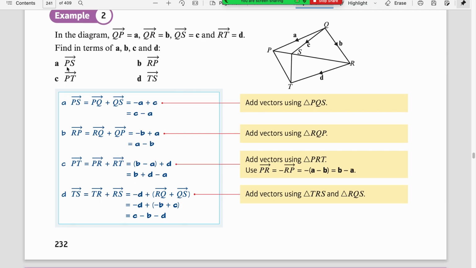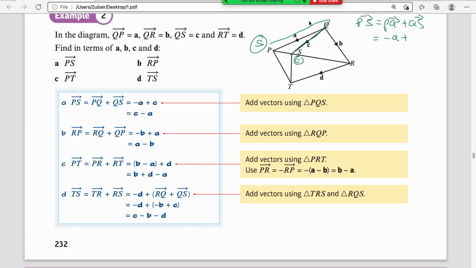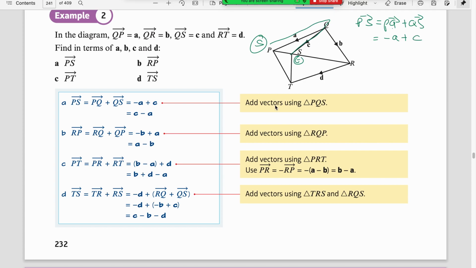In this question it says find PS. So we start from P and we end at S. This is P, my starting point, this is S, my ending point. When I start from P, I can see this path which is PQ plus QS. So PS is PQ plus QS, and from the diagram I see that PQ is moving opposite to A, so we copy negative A. From Q to S it is moving in the same direction, so we copy C as it is. Either you leave it or you rearrange and take the negative number on the other side. Normally negative numbers are written afterwards.